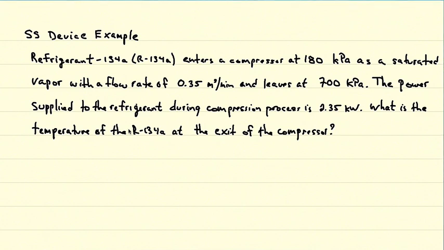The details of that process and the substance are provided here in the write-up of the example, where we have R134A. It enters a compressor at a given pressure and a state condition. We're told that it's at saturated vapor, which of course means that the quality is equal to 1. We're given the volumetric flow rate. Notice the units on the flow rate there are cubic meters per minute, and that the R134A leaves the compressor at 700 kPa. We're also told that the power that is supplied to the refrigerant during this process is 2.35 kilowatts. So what we need to find then is the temperature of the R134A at the exit of the compressor.